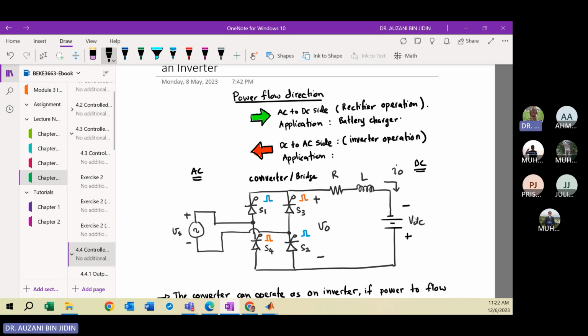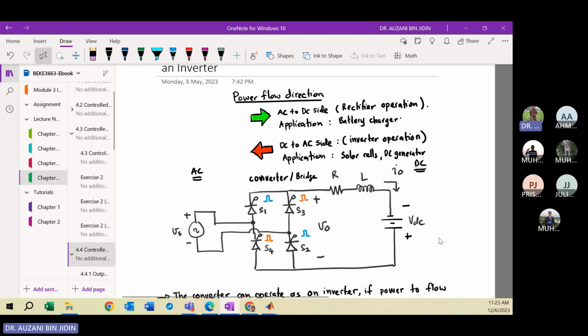Otherwise, for inverter operation, this will be the PV grid system, or maybe I can write solar cells or PV system. Or maybe you can represent the DC voltage as a DC generator, because you generate the electricity to be injected to the grid, the AC source. So your power is in the opposite direction, from the DC to AC, the red color here.